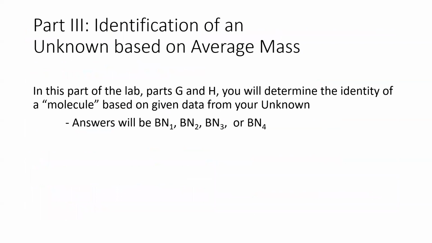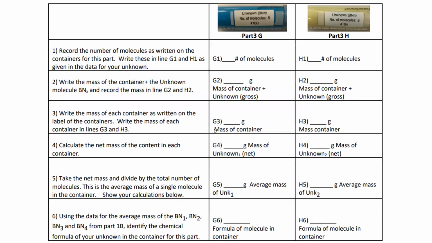Part 3 is still going to be using unknown data, and it's called identification of an unknown based on average mass. So in this part of the lab, parts G and H, you will be determining the identity of a molecule based on given data from your unknown. So your answers to both parts G and H will be either BN, which might be written in Canvas as BN1, BN2, BN3, or BN4.